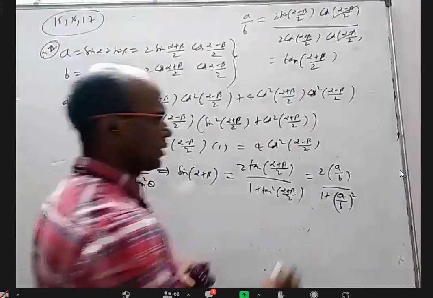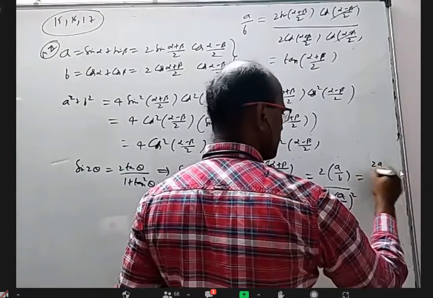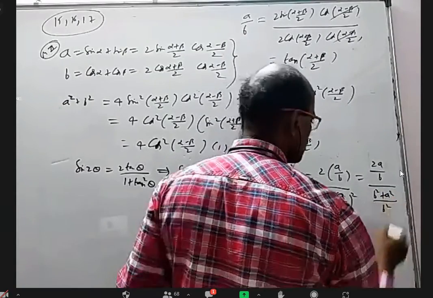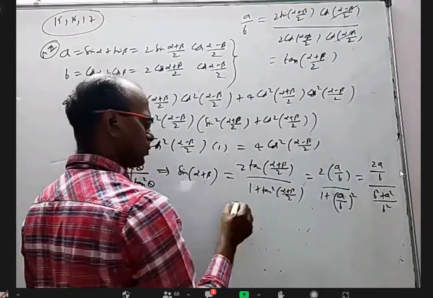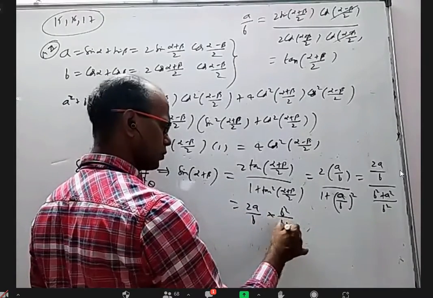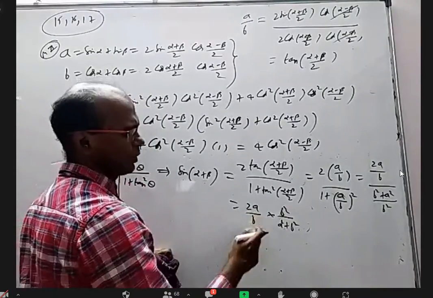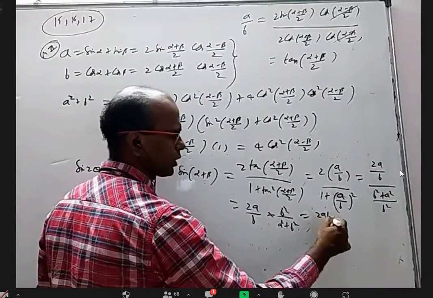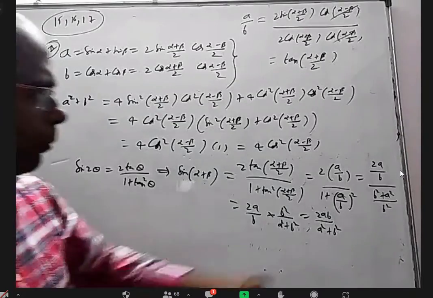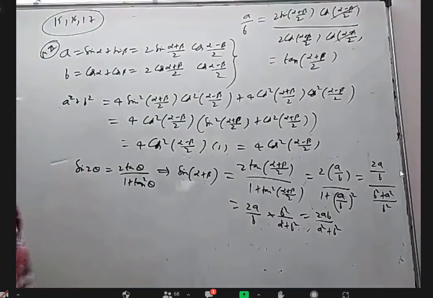Okay, if I take LCM here, it is 2a by b over (b square plus a square) by b square. I can take this b square up: 2a by b into b square by (a square plus b square). One b will cancel. It is 2ab by (a square plus b square), and it is not minus 2ab by (a square plus b square).